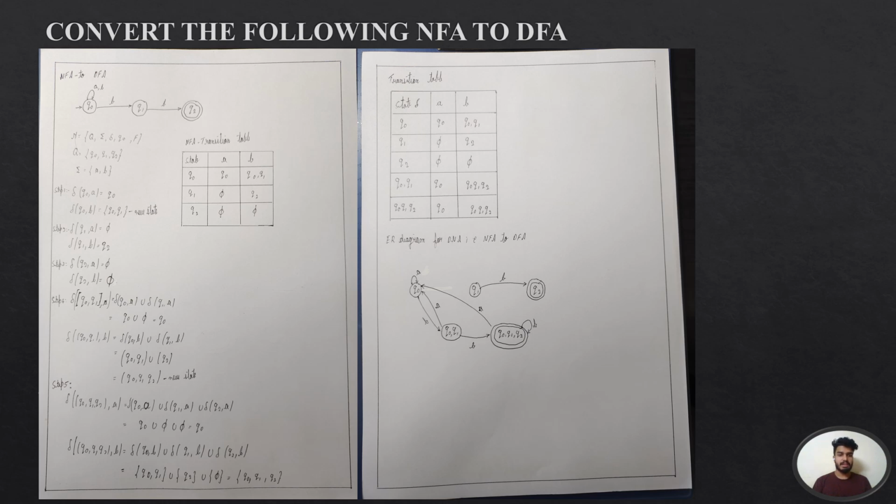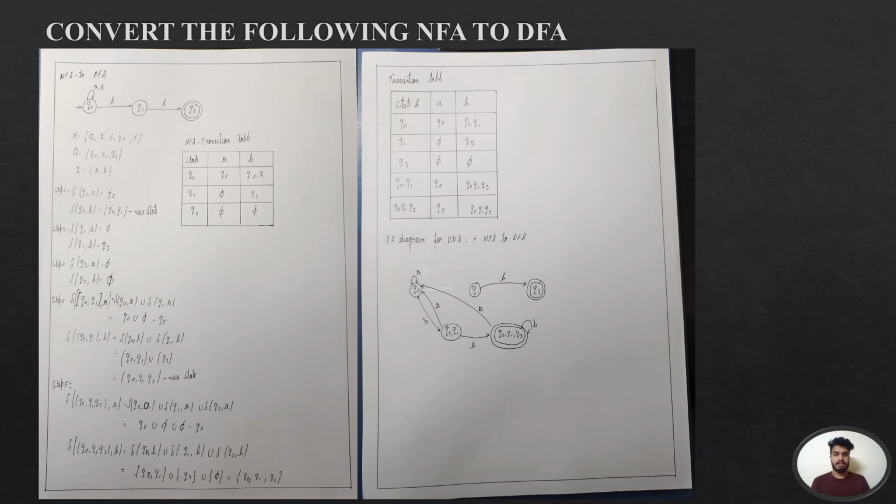Now in the next step we again do the same thing as above, that is the transition of Q0, Q1 and Q2 with respect to A is equivalent to the transition of Q0 with respect to A union the transition of Q1 with respect to A and the transition of Q2 with respect to A, which gives us Q0 as the product. And the transition of Q0, Q1 and Q2 with respect to B gives rise to the transition of Q0 with respect to B union Q1 with respect to B union Q2 with respect to B, which gives us the product Q0, Q1 and Q2.